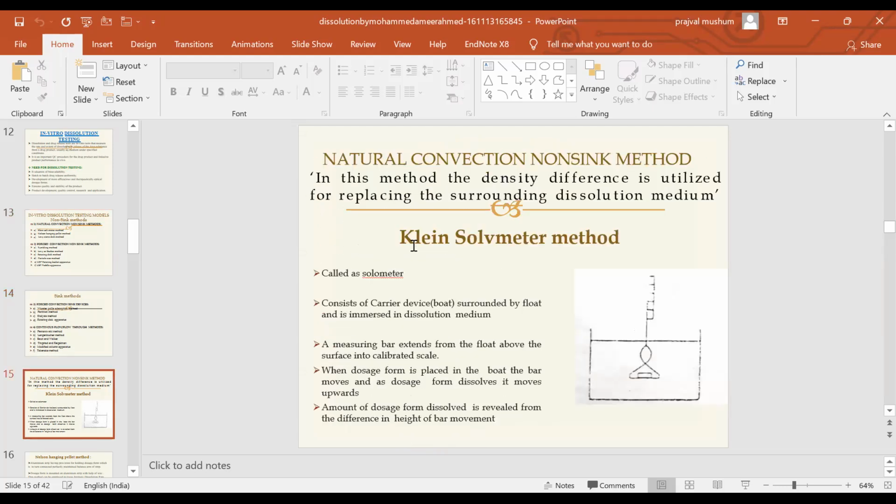First one is natural convection non-sink methods. First one is the Cleans solvometer method. So what is the solvometer method? This is the figure of the solvometer method. This is the solvometer scale and here the float is there. And here the boat shape form is there. In this only we are placing the dosage form.